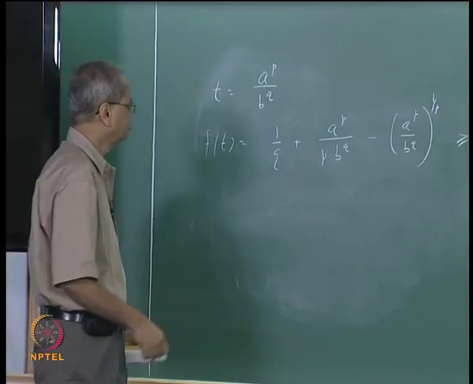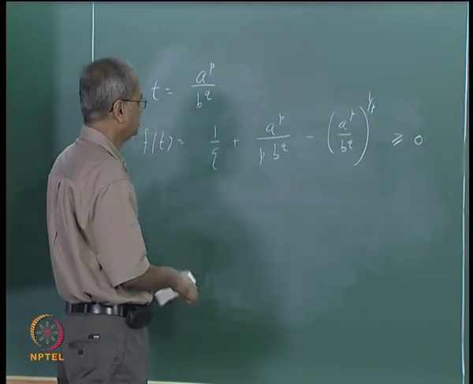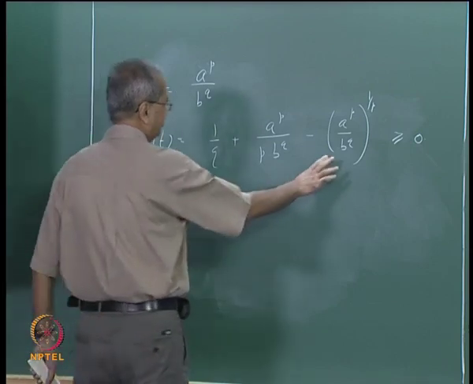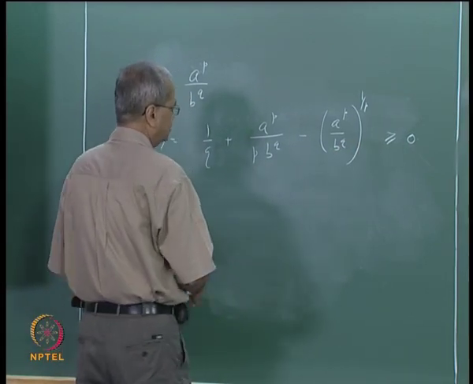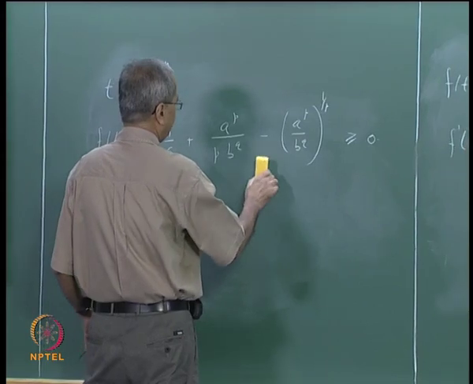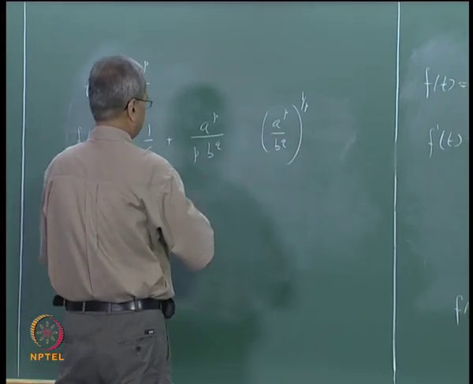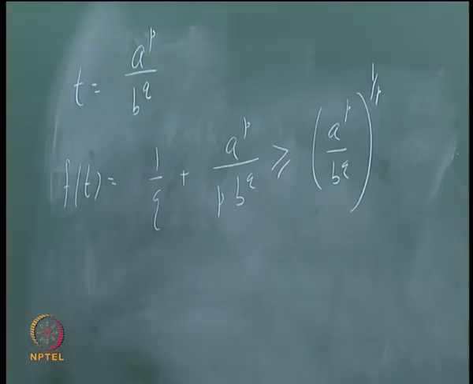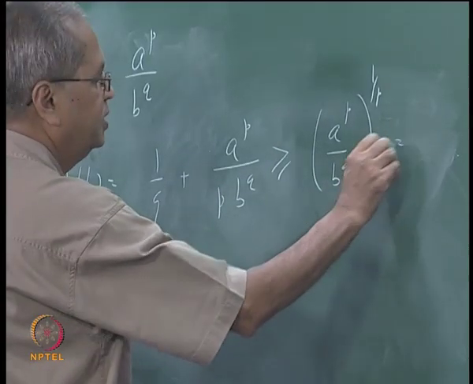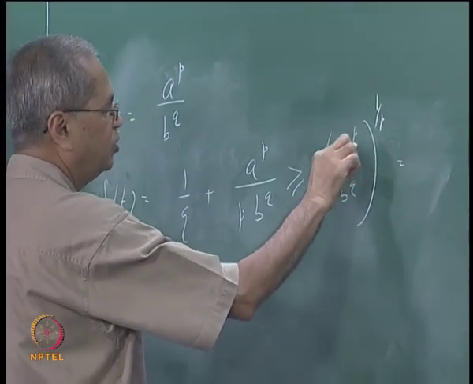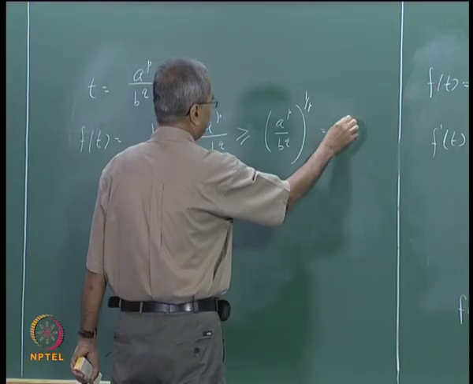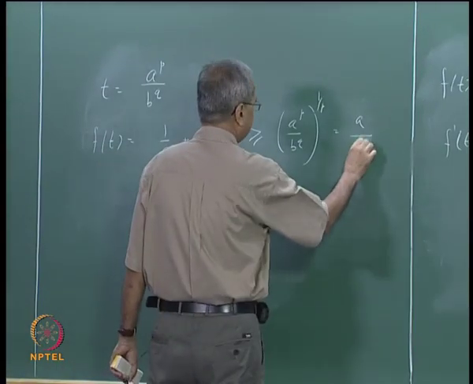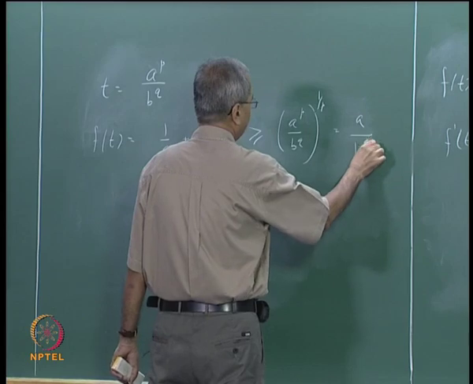Simplifying this, what will we get? Suppose I take this term on the right hand side, so I can write this as, right, this will be a to the power p whole to the power 1 by p, so this is nothing but a. The numerator is nothing but a, and this is divided by b to the power q by p.